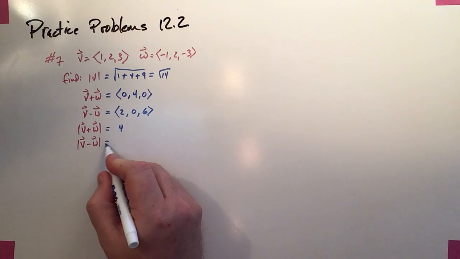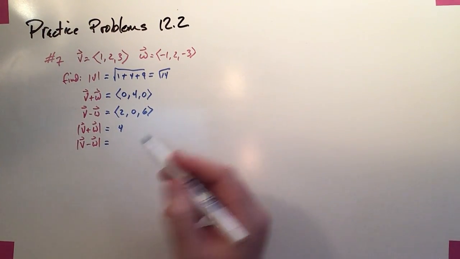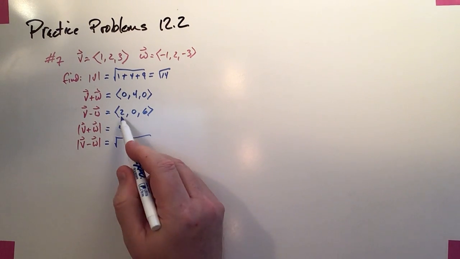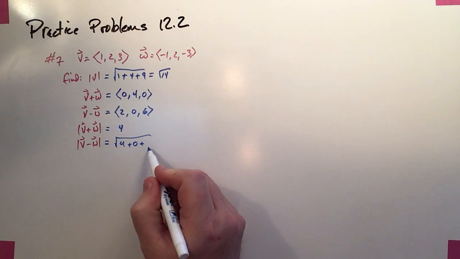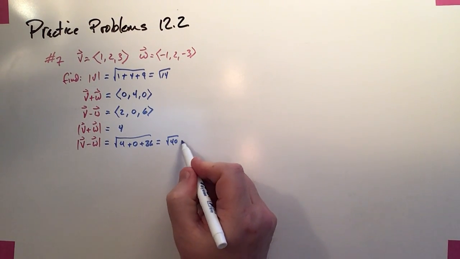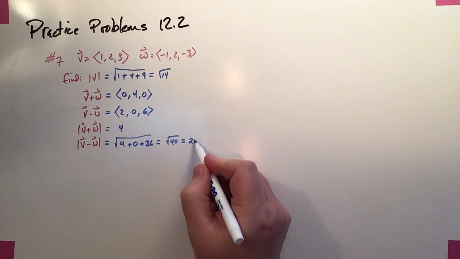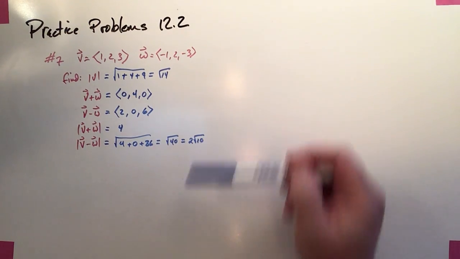Finally, v minus w is going to require a little bit of work. We're going to sum the square of the components along each direction. So that's the square root of 2 squared is 4, 0 squared is 0, and 6 squared is 36. That makes the square root of 40, which I can simplify as 2 square root of 10. So there it is, computing vector sums and vector magnitudes.